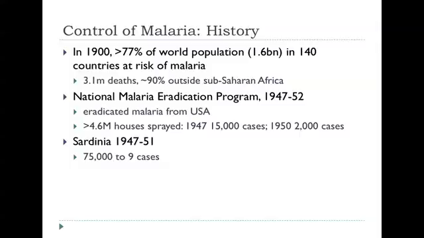And they went from, in 1947, 15,000 cases in the continental USA, down to 2,000 within just 3 years. Things were even more impressive in Sardinia, where they went from, in 1947, 75,000 cases down to 9 cases, particularly using the spraying of houses with DDT.